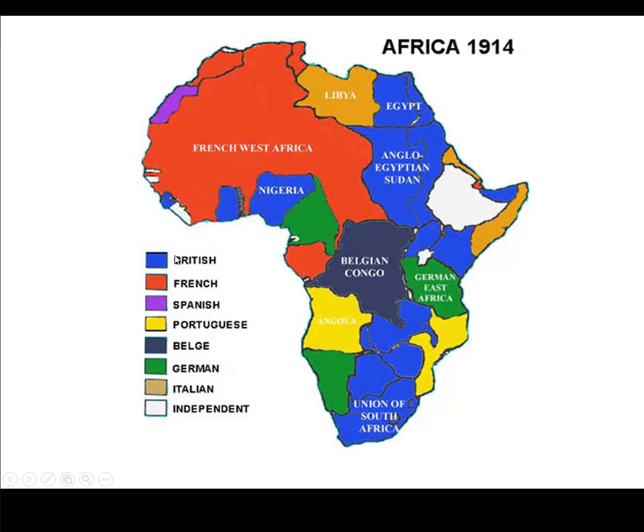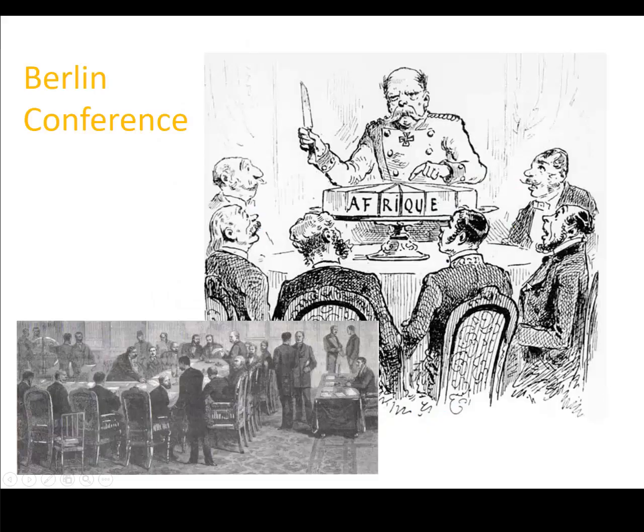What is interesting to notice is Spain only had a small, tiny little chunk, but if you think about where Spain colonized, they really colonized the Americas, right? Spain had taken over basically all of South America and Mexico and all of the western part of North America, which is now the United States. And so they didn't really need a lot of colonies here in Africa. They had colonies in other parts of the world. And so you can see what's going on here.